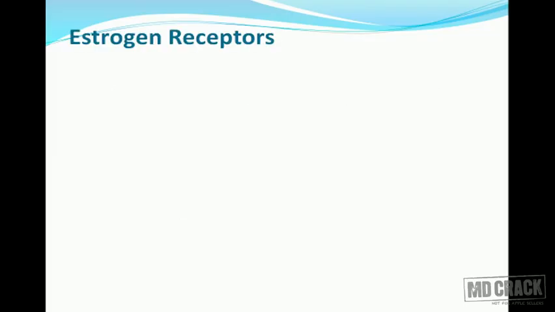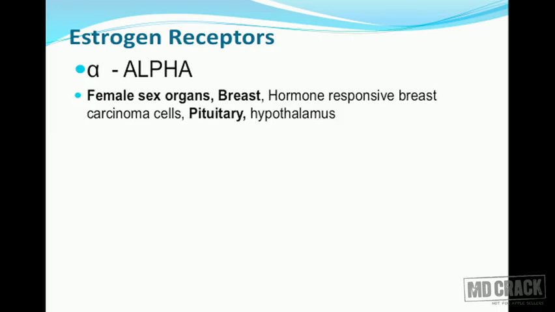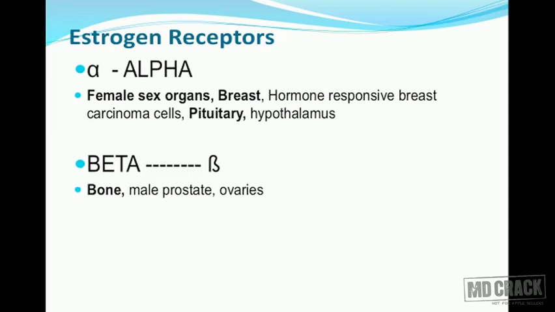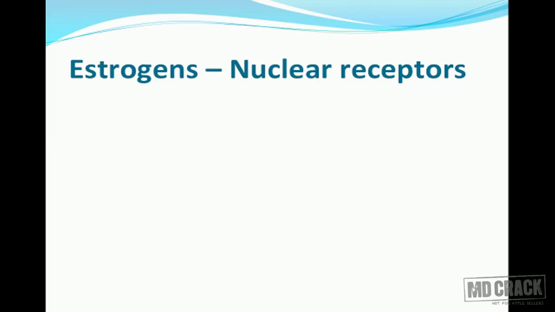So we begin with estrogens, and for your knowledge, estrogen receptors are alpha type of estrogen receptors which are present in the female sex organ breast. These are important organs, and the third one is pituitary. They are also present in the hormone responsive breast carcinoma cells, and they are present in the hypothalamus. Beta receptors, beta estrogen receptors, beta B for bone. Don't forget the bone, that's a very important site. It's also present in the male prostate, then it's present in the ovaries, the liver, blood vessels, heart and central nervous system.